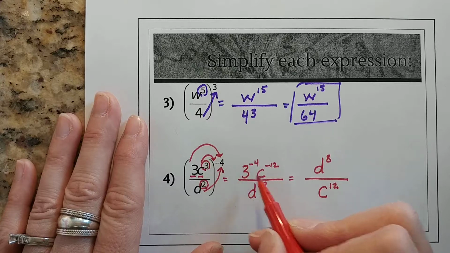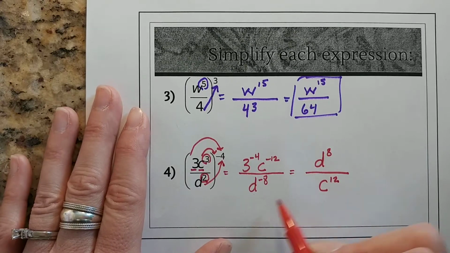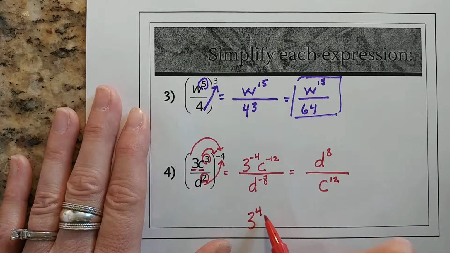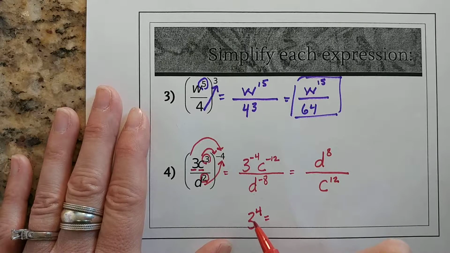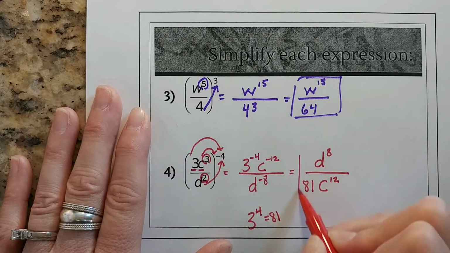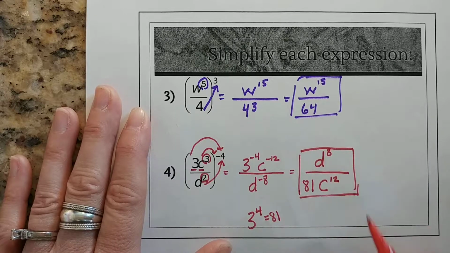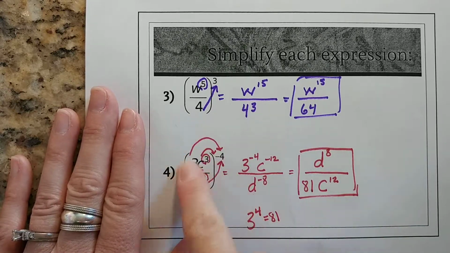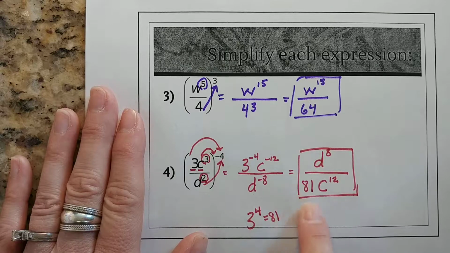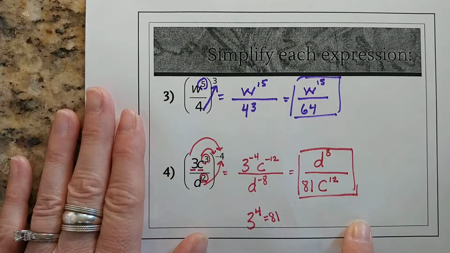Now the 3 is going to come downstairs. Once I put the 3 downstairs, it will have a positive exponent. Now you can evaluate it. 3 times 3 times 3 times 3, which is 81. And that will be down here. And there we have it, our simplified form. We started with this one, and we end up with everything positive exponents and all simplified.